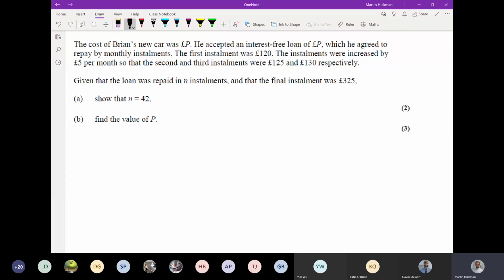Okay, so very rare that you'd obviously get an interest-free loan. That's one of the things that makes the question a little bit simpler.